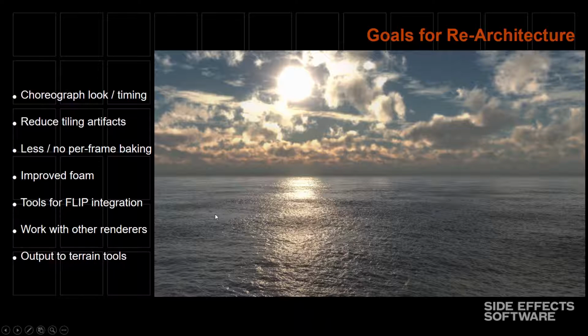We wanted to avoid per frame baking as much as possible. So if all you wanted to do was render a large ocean, you shouldn't have to bake out a displacement map for every single frame if you didn't want to. We wanted a better look for our foam, both in terms of the way it looked, the way it behaved when it was sitting on the surface, and the amount of space that you could cover without, again, showing any tiling artifacts. With our flip integration tools, we wanted to not only be able to drive the flip simulations better, have them match the underlying ocean surface better, but we wanted methods for integrating the results of those simulations back into the ocean when it came time to render, so that you had a seamless blend between the simulated area and the rendered ocean area that surrounded it.